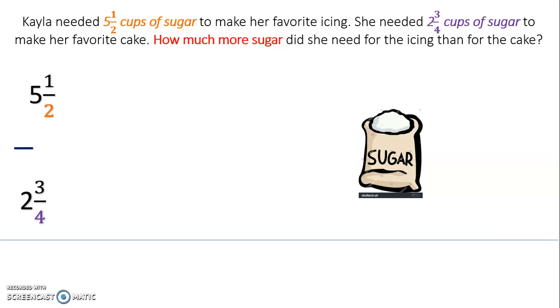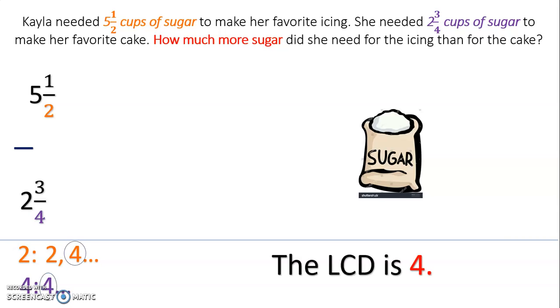We will find our LCD. We'll list the multiples of 2 and 4 until we get our first match. The multiples of 2: 2, 4. The multiples of 4: just 4. So our LCD will be 4. And reminder that our whole numbers will stay the same and our new denominator will be 4.